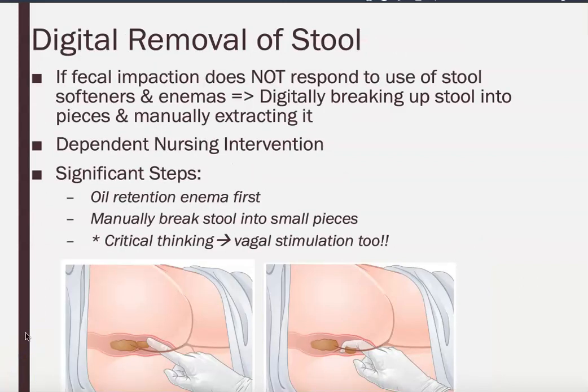After failed enemas and other treatments, the physician may order for digital removal of stool. Digital removal of stool is accomplished by breaking up the hardened mass into pieces and manually extracting the pieces. You may administer an oil retention enema at least 30 minutes before digital removal to soften the stool and decrease the client's discomfort during the procedure. Have the patient lie on their left side, and a lubricated finger is placed into the rectum and moved along the border of the rectum to loosen the mass of stool and help facilitate the removal.